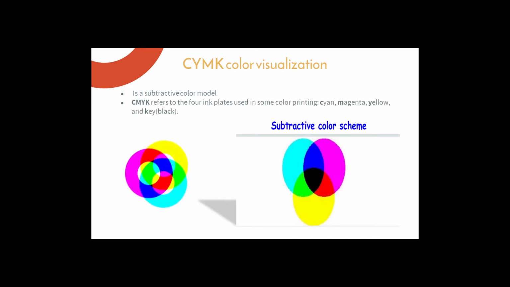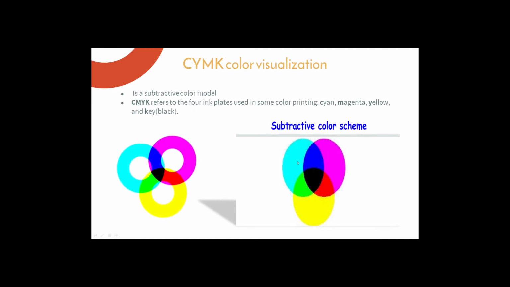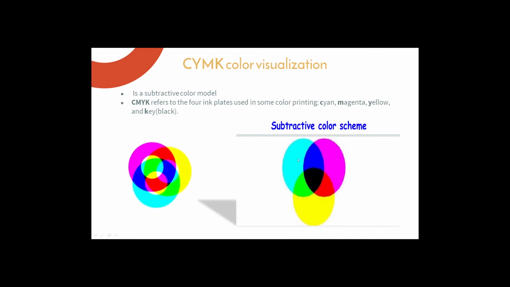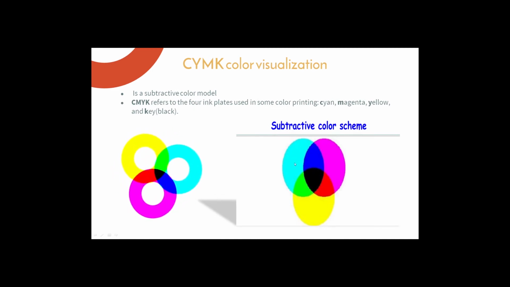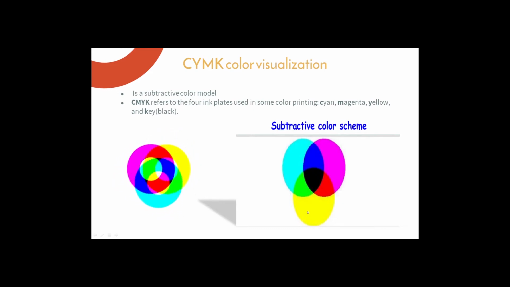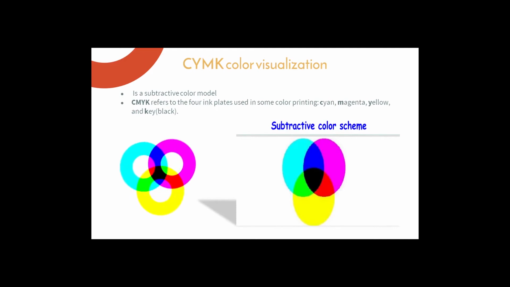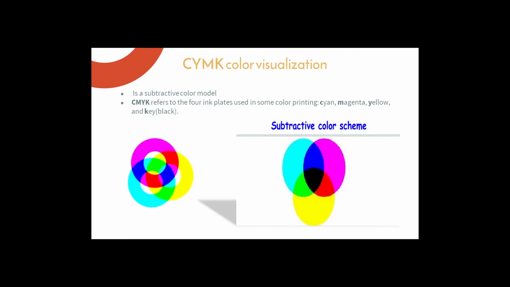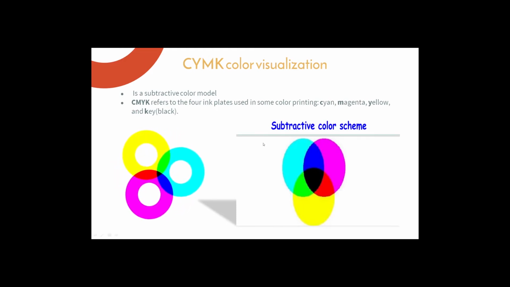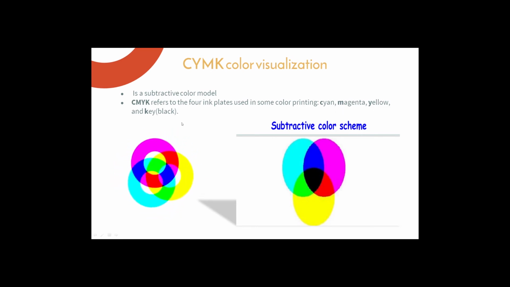CYMK stands for cyan, magenta, yellow and black. In the figure being shown here, this is called cyan, this is magenta and this is yellow. The major application of CYMK color space is in printers. You might have often observed that the cartridges have 4 compartments, and the 4 colors in those compartments are also the same as these: cyan, magenta, yellow and black.